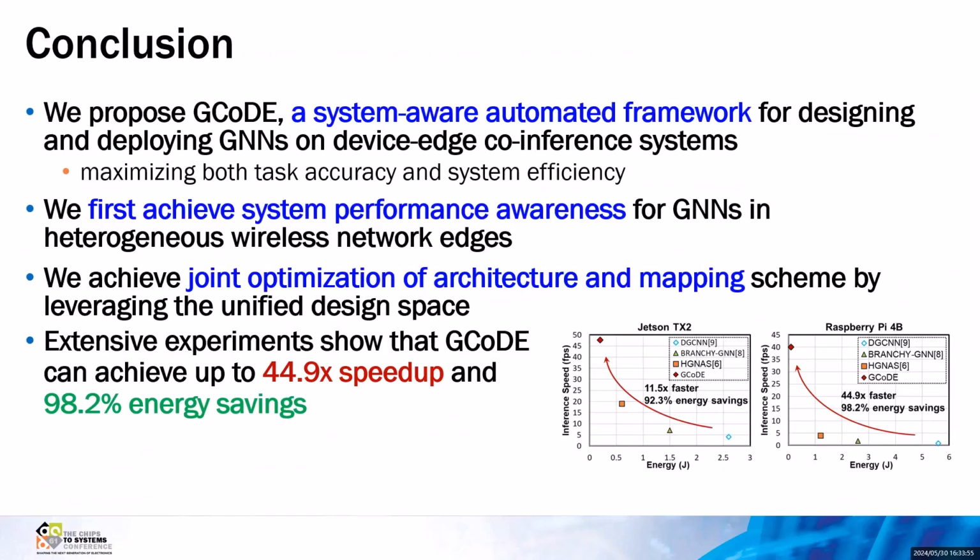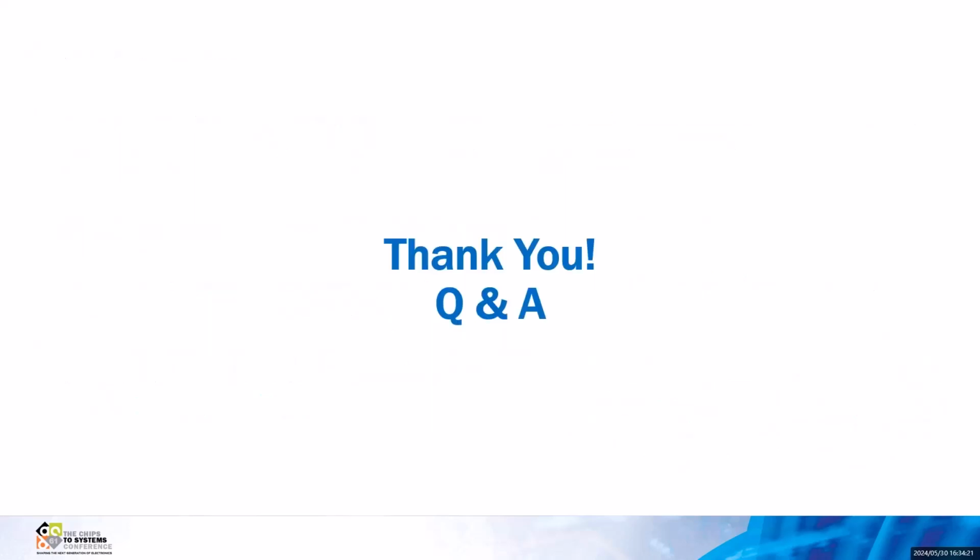Finally, I will make a summary of our work. In this work, we propose a system-aware automated framework for designing and deploying GNNs on device-edge co-inference systems, named GCoDE. This is the first work to achieve performance awareness for GNNs deployed on co-inference systems. Additionally, we realized the joint optimization of GNN architecture and mapping, achieving excellent speedup and on-device energy savings. That's all for my presentation.